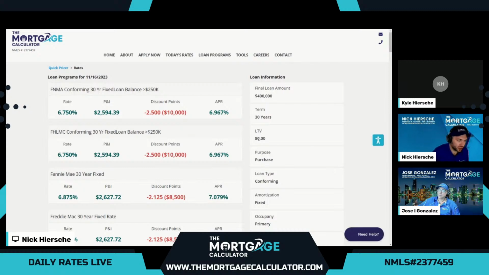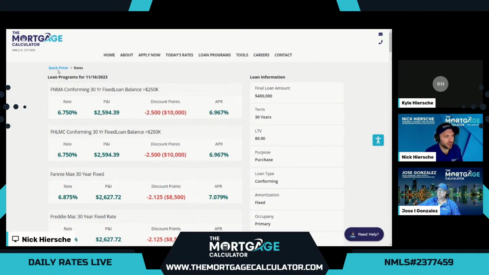All right, they've gone down a little bit, about 0.25 from yesterday. So 6.75 rate, 2.5 discount points and cost. What's the final APR? 6.967. So under 7 for the first time in many months. And yesterday it was at 7.2 something. So definitely some good downward momentum today. Hopefully that continues throughout the week.